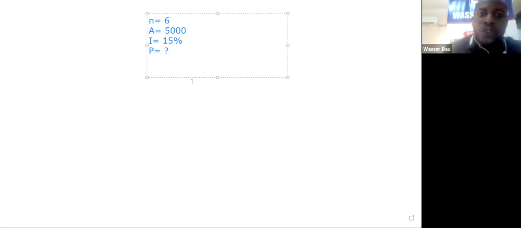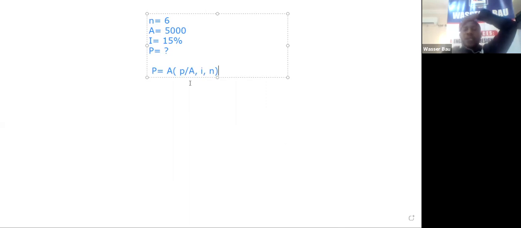Okay, so we are looking for P. P will be equal to F bracket P. No, sorry. It's going to be P over A at a particular interest I and a particular number of years N. So that's the formula we're going to use. We need to multiply the annual amount by a particular factor from the table.